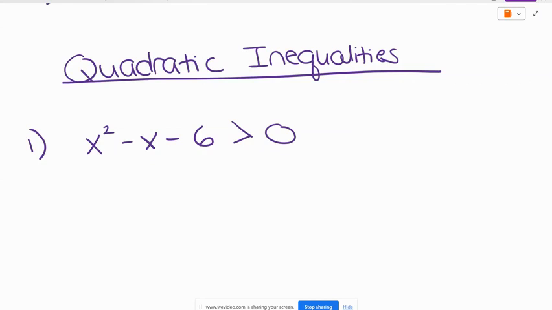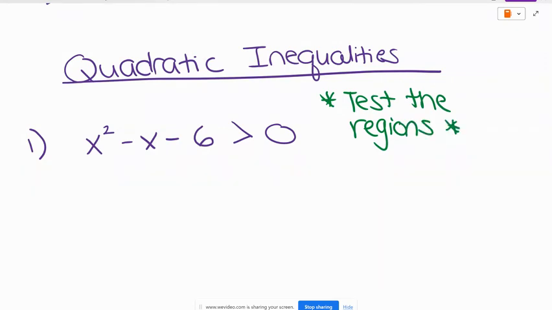All right, this is a big deal, and it's going to show up throughout the whole entire year, so I can't have you forgetting this. Anytime you have a quadratic, something we can factor in x squared, and an inequality paired with a crocodile mouth, there is a certain process we are going to take. I call it, test the regions. What is this process? The first thing you have to do is factor.